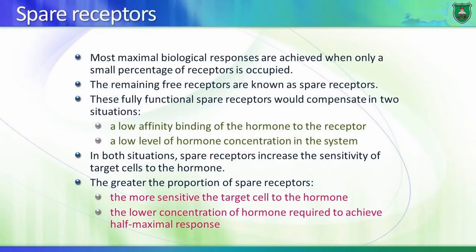Now, the reason behind cells having spare receptors is when there is low affinity between the hormone and the receptor, the interaction is not really that strong, or when the level of hormone is very low and the cell needs to sensitize itself to the hormone. So they increase the number of receptors on the cell surface, for example, to increase the possibility that the hormone binds to the receptor. So the greater the number of spare receptors on the cell surface, the more sensitive the signal is.